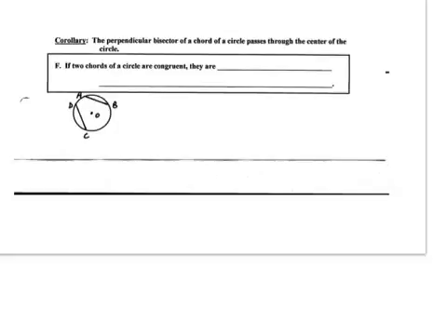So, here's one more thing: if two chords of a circle are congruent, then they are equidistant from the center of the circle. So any pair of chords that are the same length are going to be the same distance away from the center of the circle. And that's the perpendicular distance. It's hard for me to draw on this little bitty thing, but the perpendicular distance is going to be the same between them.